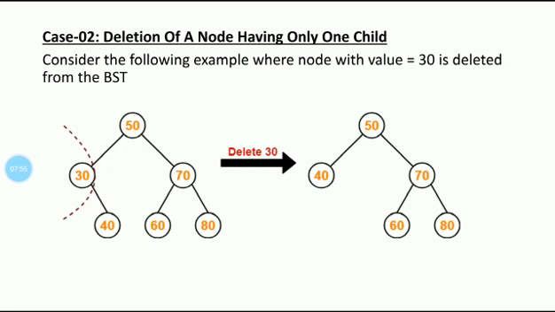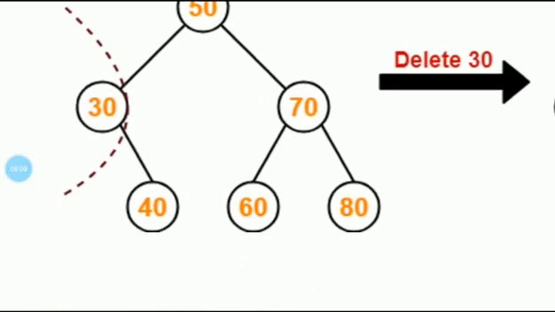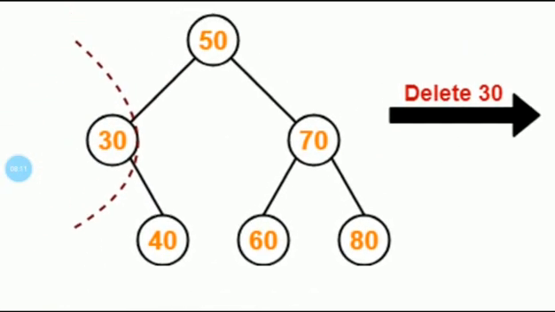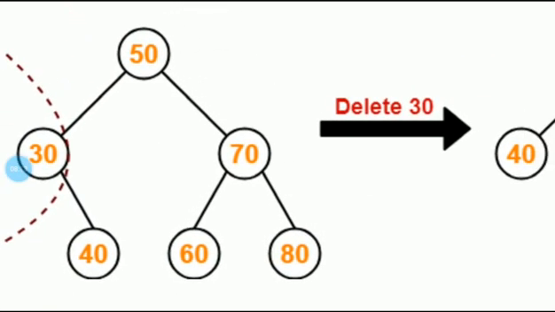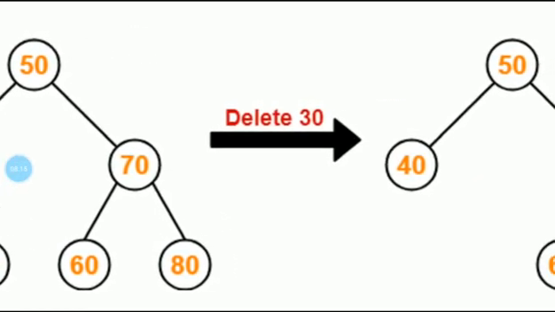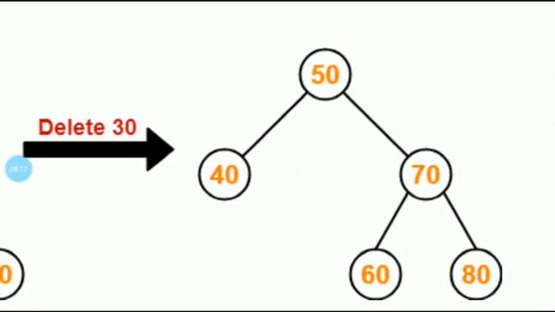So with respect to 40, 30 is the parent and 50 is the grandparent. As 30 is disconnected from the binary search tree, 40 is connected to its grandparent, that is 50. So before deletion of 30, the binary search tree is like this. After deletion of 30, it is transformed to like this.